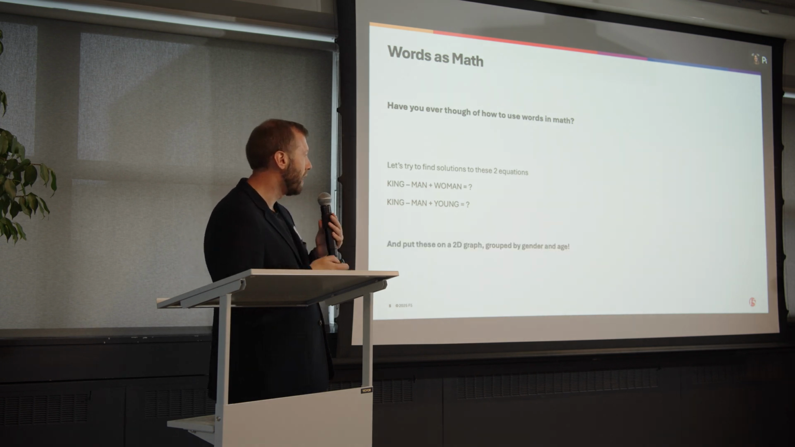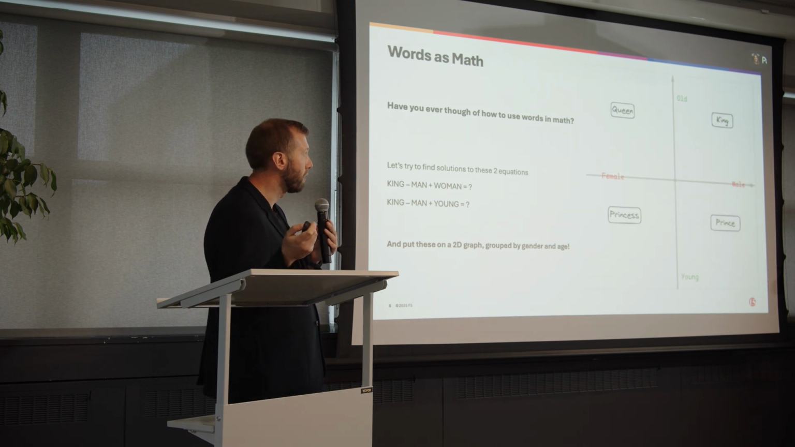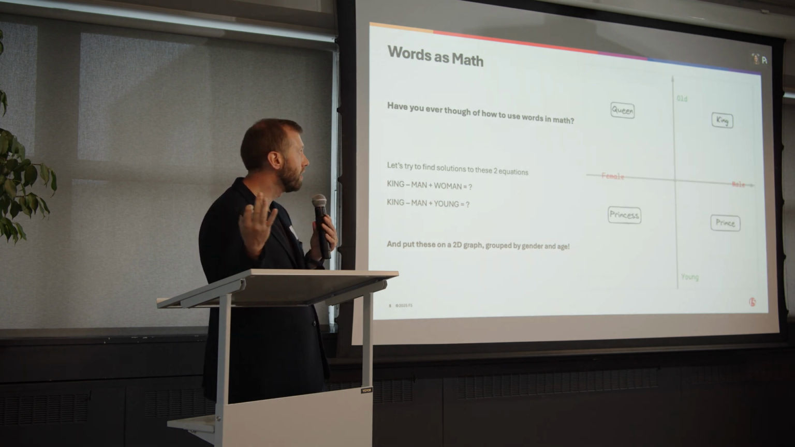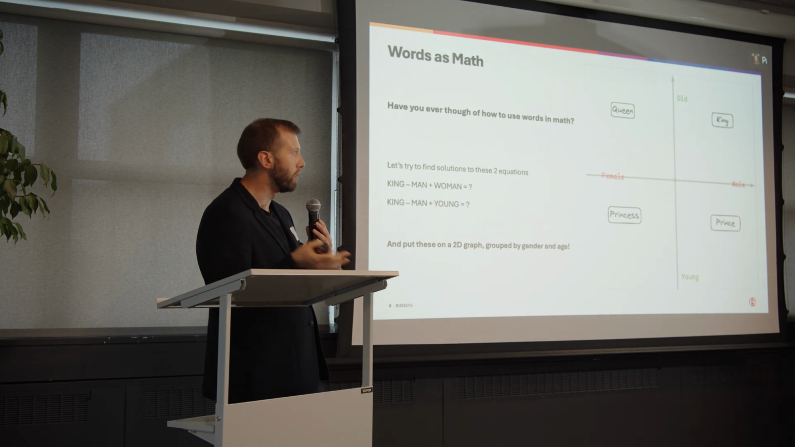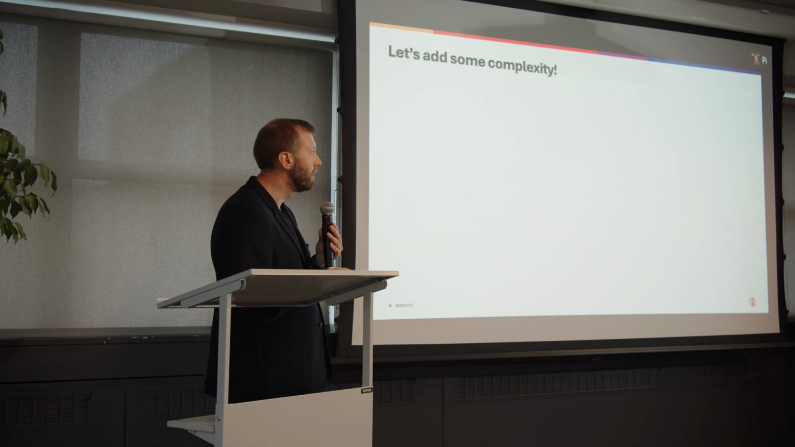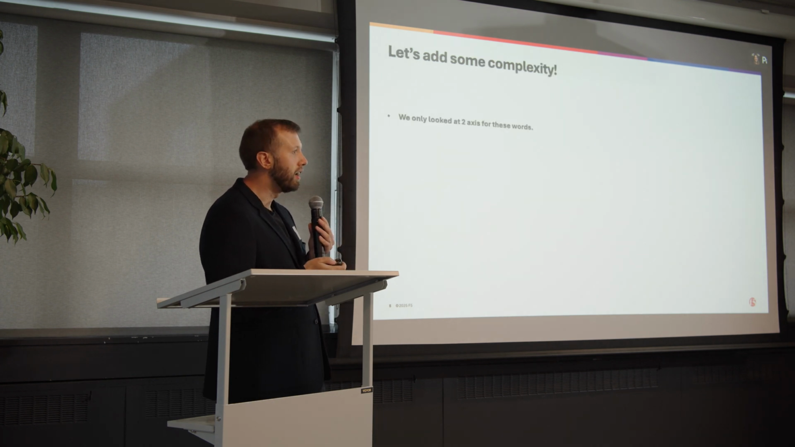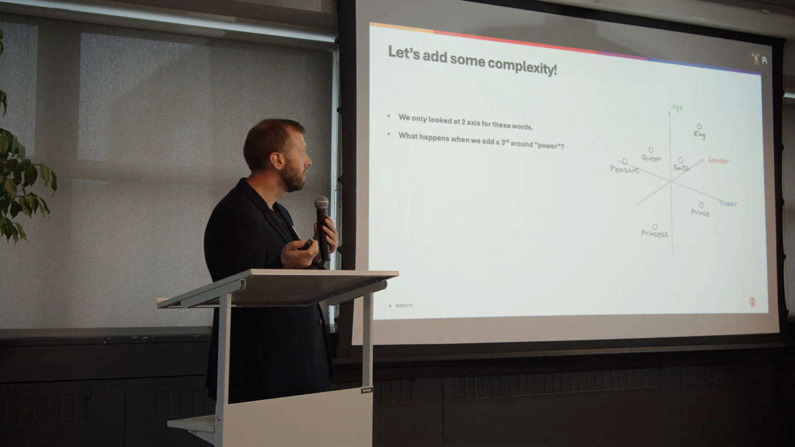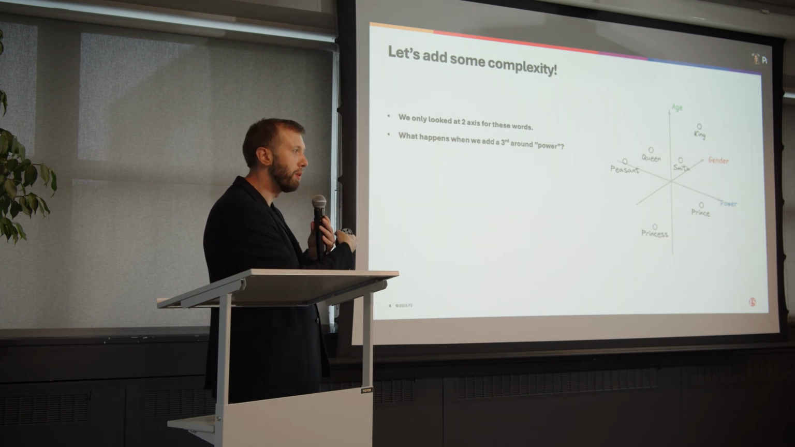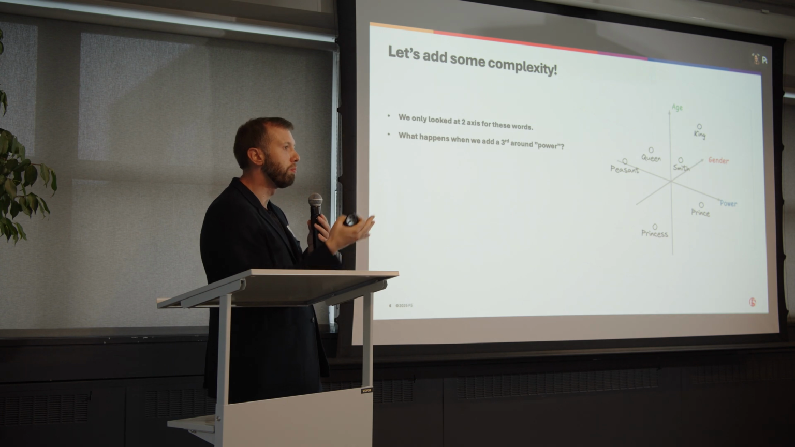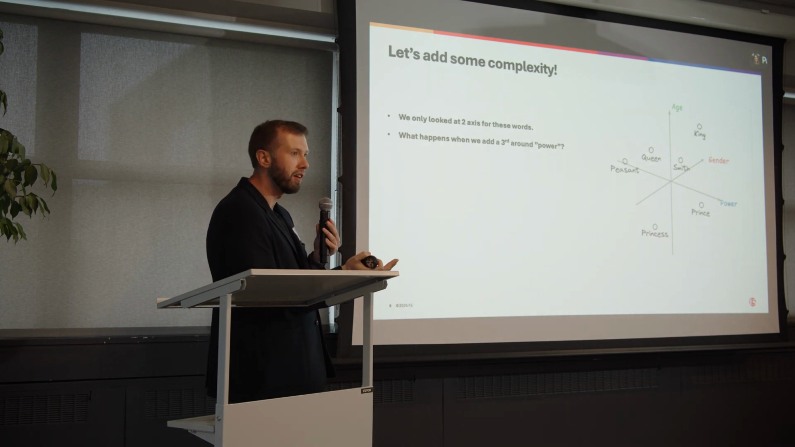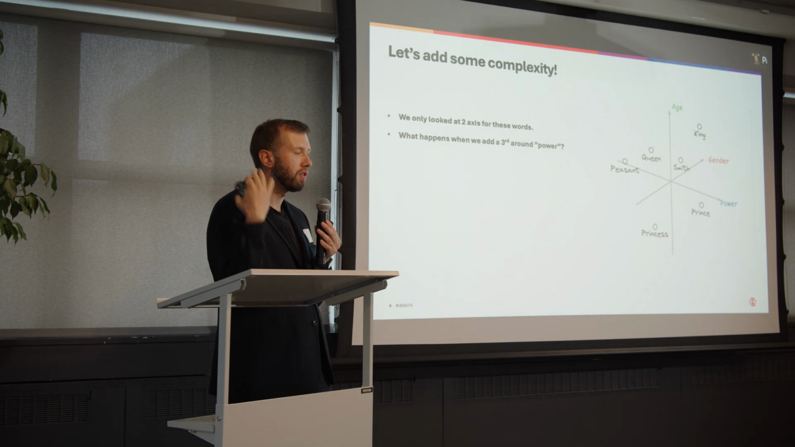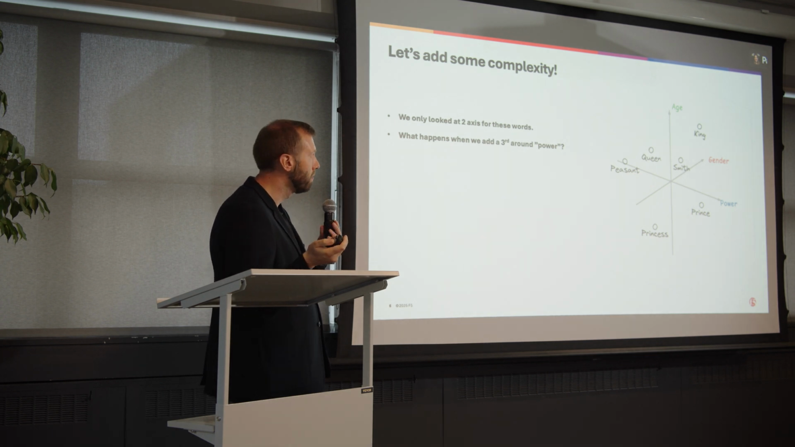So if we try to map it on a 2D graph, it would look something like this. We have an axis of gender and an axis of age, with all of these four words placed on it. Now, let's try to complicate it a tiny bit more. What if we added another axis, specifically for the power of a person? We would get something like this at that point. So, for example, we could place the word peasant somewhere over there that is not gendered, but has no power whatsoever, and is also not related to the age of a specific person.